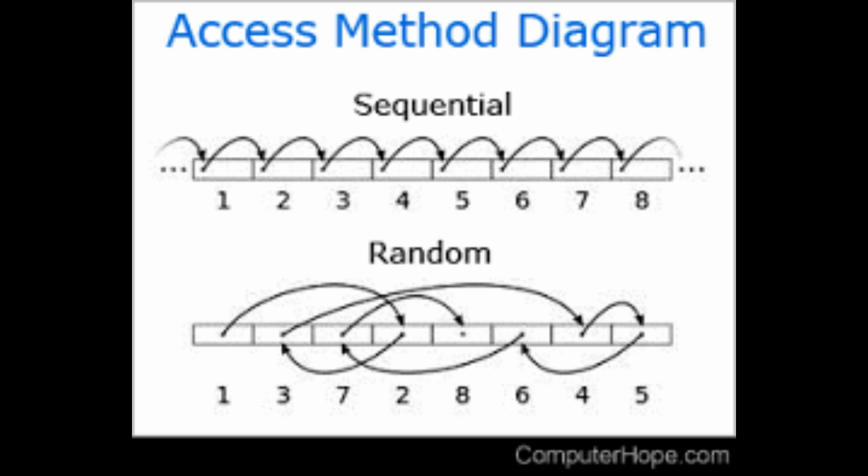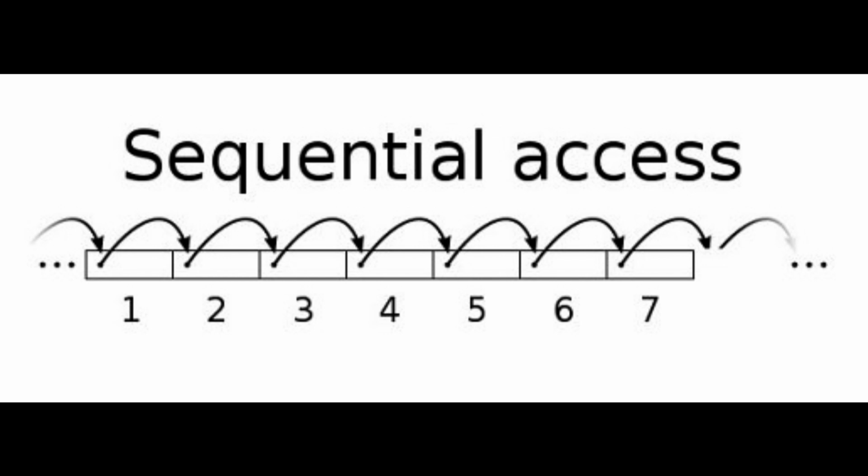Data access patterns refer to the various ways in which data can be accessed and retrieved from storage systems, databases, or data sources. Different applications and use cases require different access patterns to efficiently retrieve and manipulate data. Here are some common types of data access patterns.